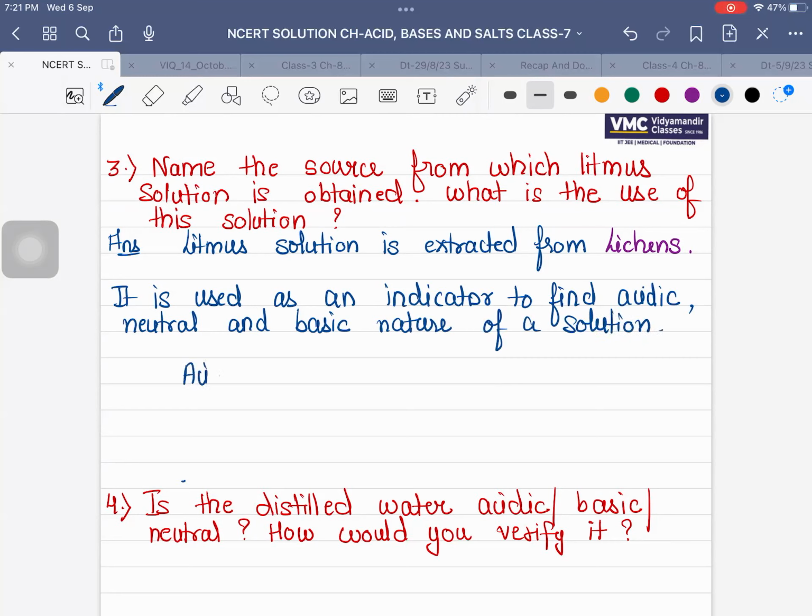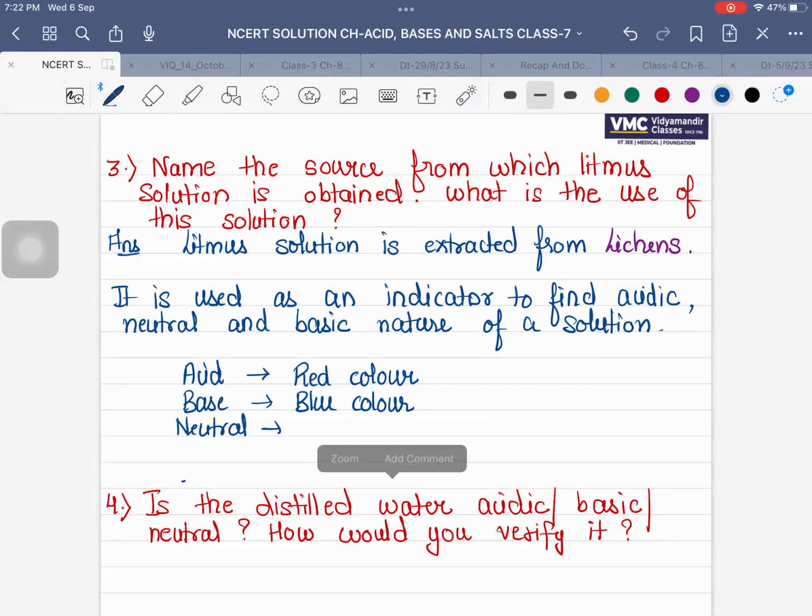In acids, it gives red color. In base, it turns blue color, and in neutral solution, the color remains the same. No change in color.